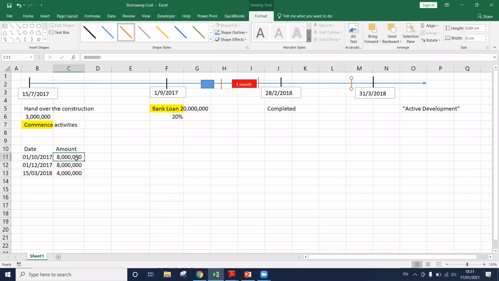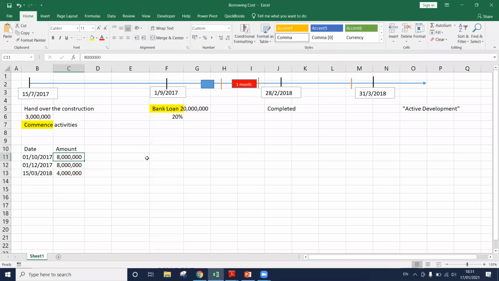Here, we know that in order to capitalize the borrowing cost, 3 conditions need to be met. These 2 conditions have been met on these 2 separate dates. Now, the borrowing cost can be capitalized from the dates on which all three conditions are satisfied. So from this date, we have expensed this much of amount.